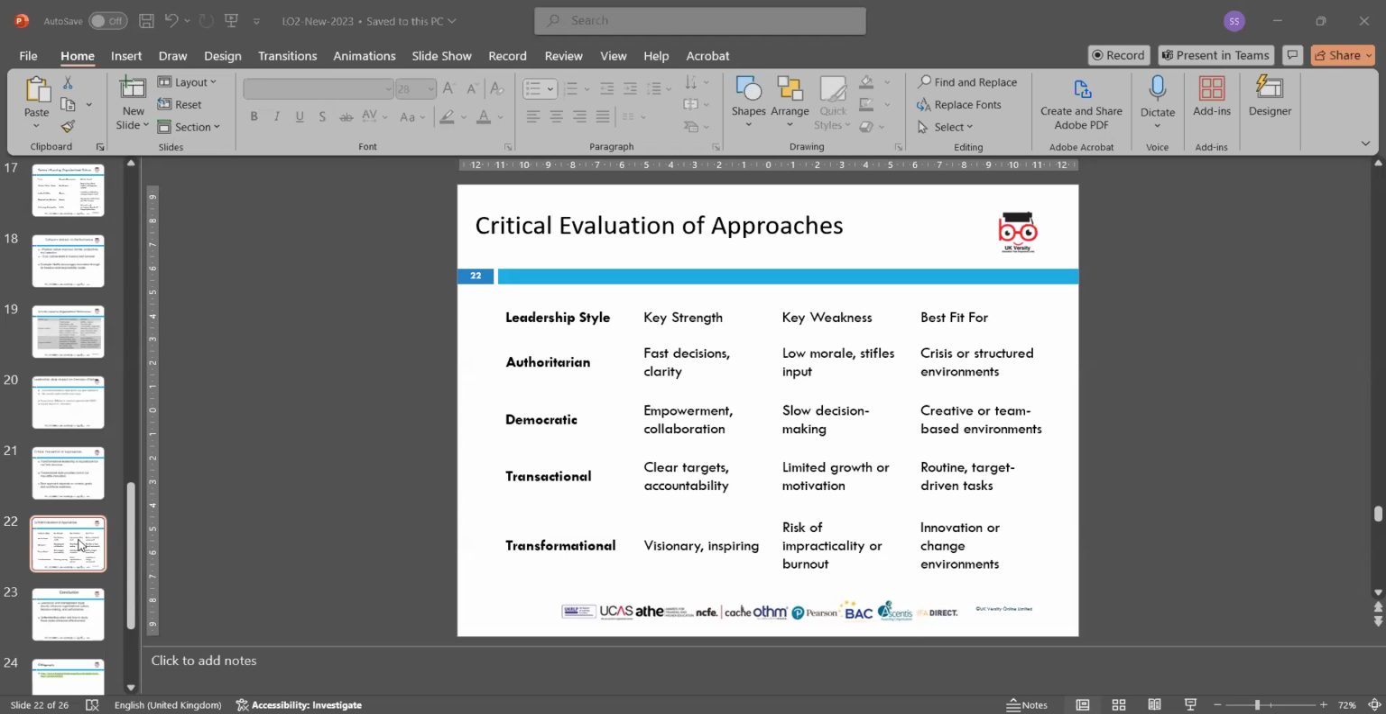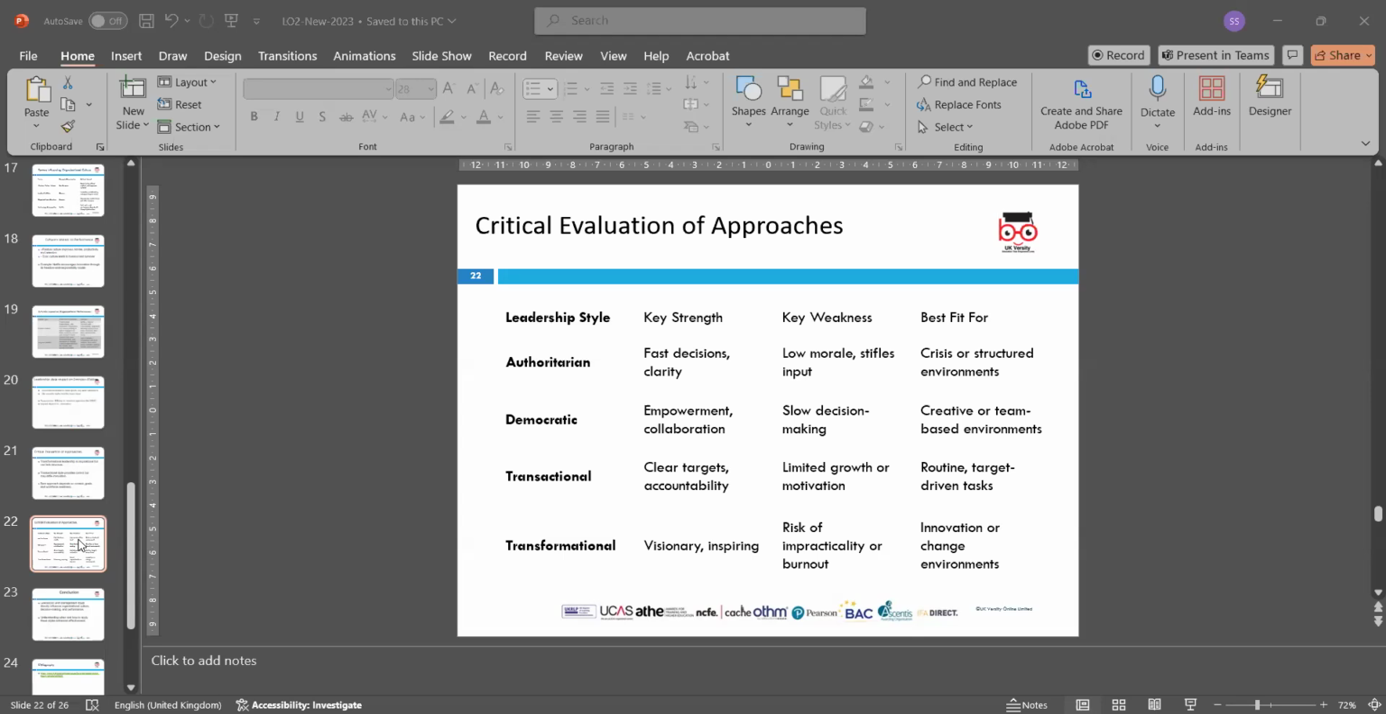Such leadership is very suitable when you are working in a knowledge based or creative industry, or an organization focused on teamwork. So these are very suitable in such organizations or environments. Okay, transactional leadership. We have already discussed this leadership style, but it focuses on reward or punishment and performance targets.